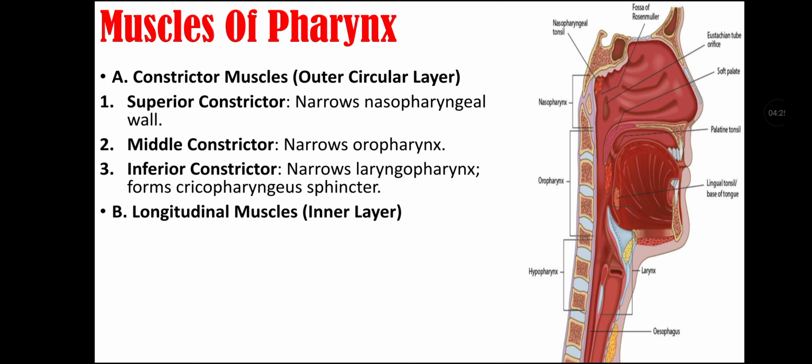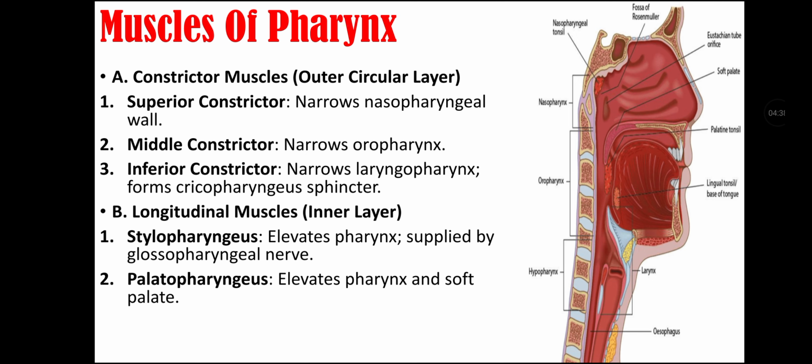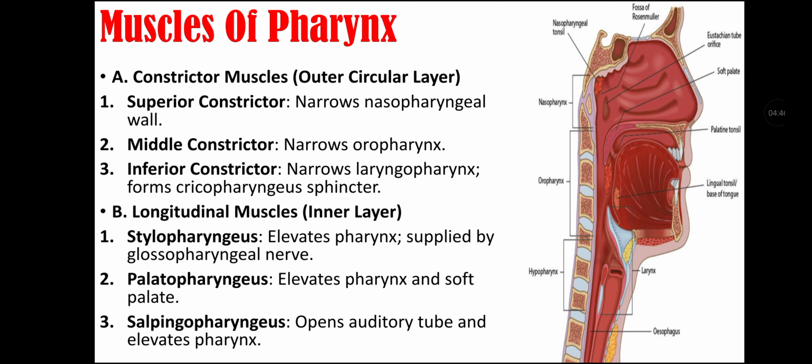Then the other group of muscles of pharynx is longitudinal muscle that is in the inner layer, and they include stylopharyngeus that elevates pharynx and it is supplied by glossopharyngeal nerve. Second longitudinal muscle we have is palatopharyngeus whose function is to elevate pharynx and soft palate. Third longitudinal muscle we have is salpingopharyngeus muscle that opens auditory tube and elevates pharynx.